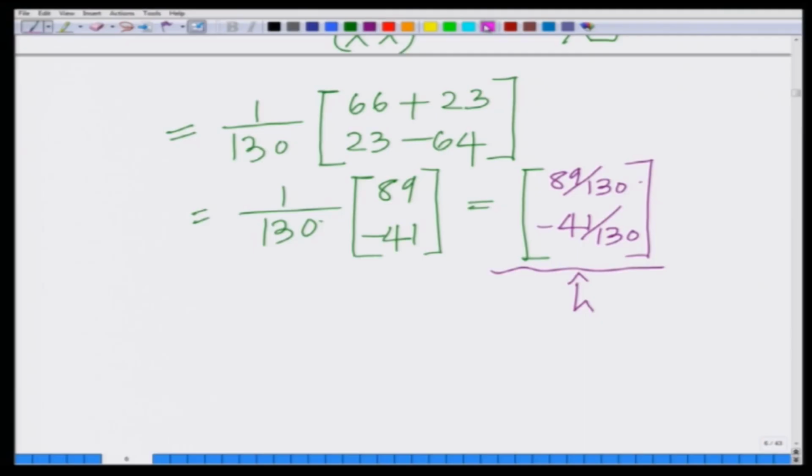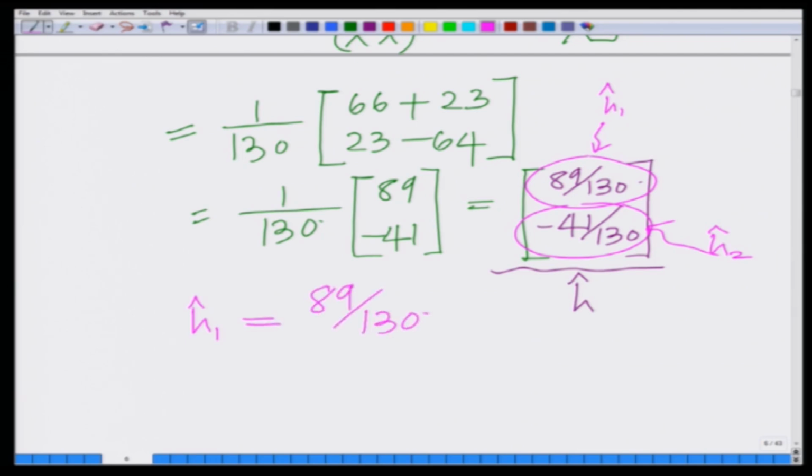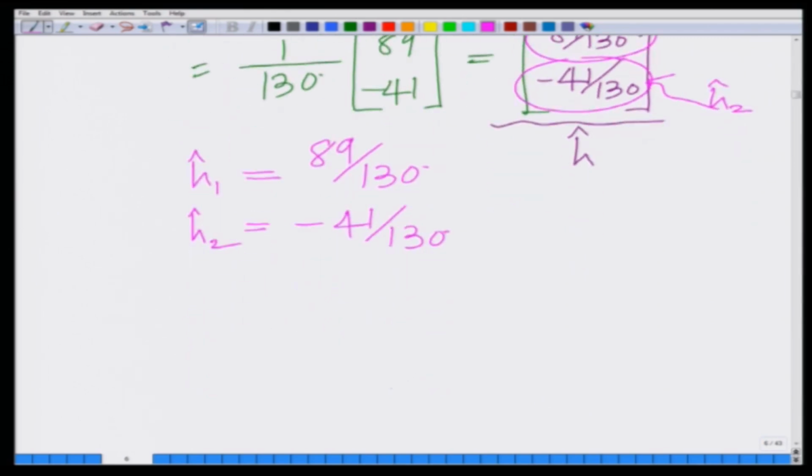Okay. And therefore, this quantity is your h1 hat, the estimate of the first channel coefficient, and this is your h2 hat. So, h1 hat equals 89 by 130, h2 hat equals minus 41 by 130.